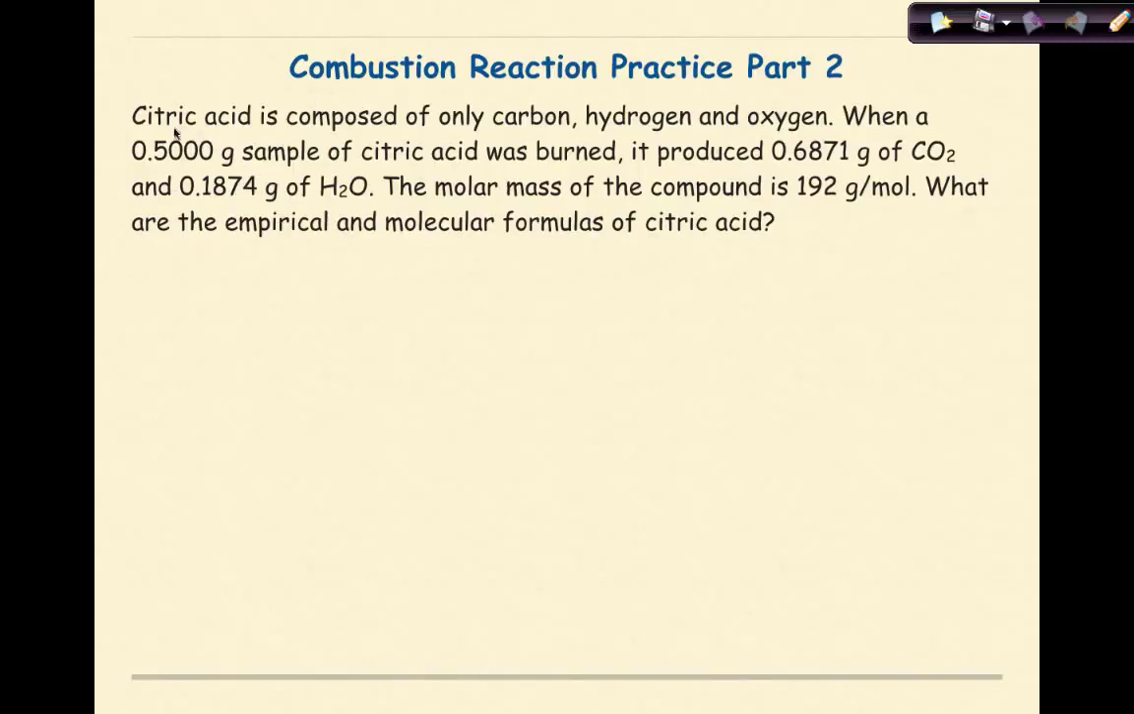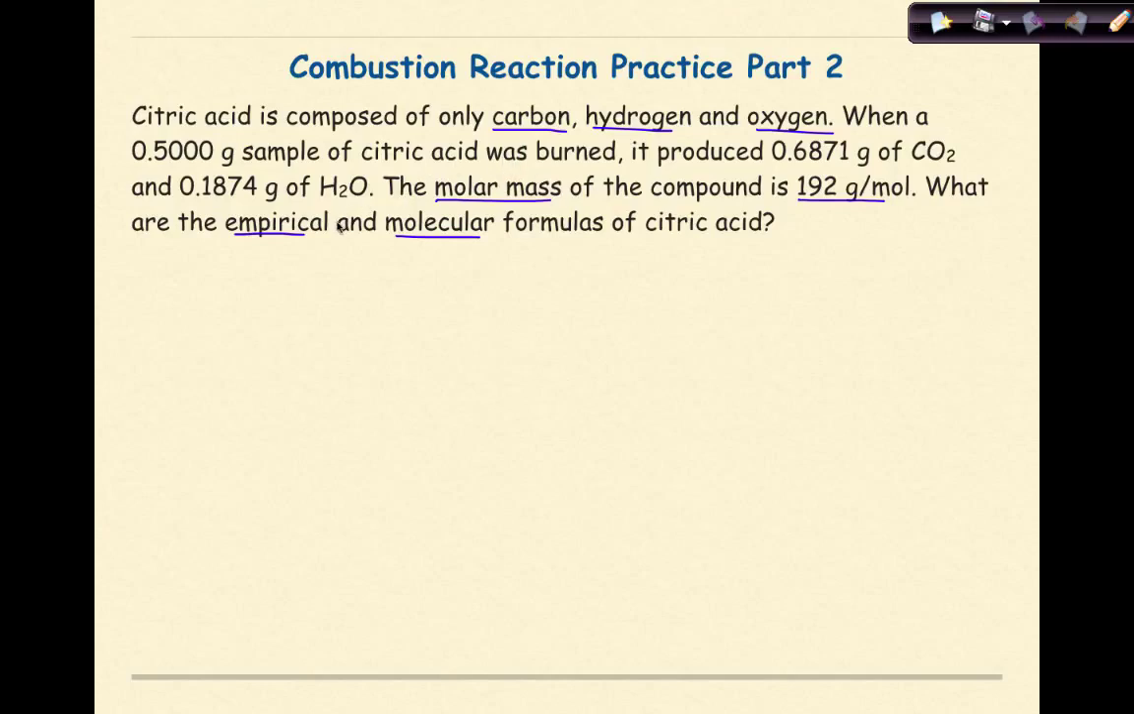Let's look over our problem. Citric acid is composed of only carbon, hydrogen, and oxygen. When a 0.5 gram sample of citric acid was burned, it produced 0.6871 grams of carbon dioxide and 0.1874 grams of water. The molar mass of the compound is 192 grams per mole. What are the empirical and molecular formulas of citric acid?